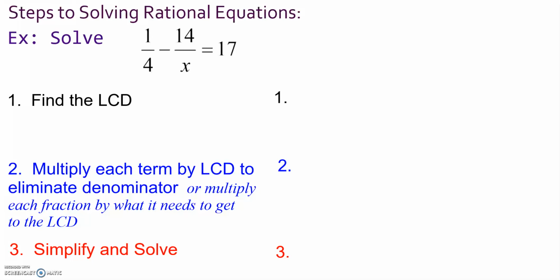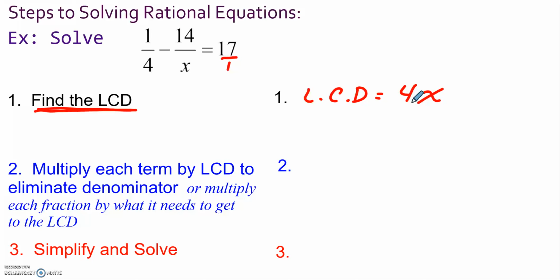Now to solving. Steps to solve a rational equation. So the first thing we do, just like the previous examples, is find the least common denominator. So in this example, the 17 is really over 1, so let's think about what each fraction needs. This one has a 4, it would need the x and the 1. This one has an x, it would need the 4 and the 1. And this one has a 1, so it would need the 4 and the x. Now multiplying by 1 doesn't really make a difference. So in this case, I would say that the least common denominator is 4x.